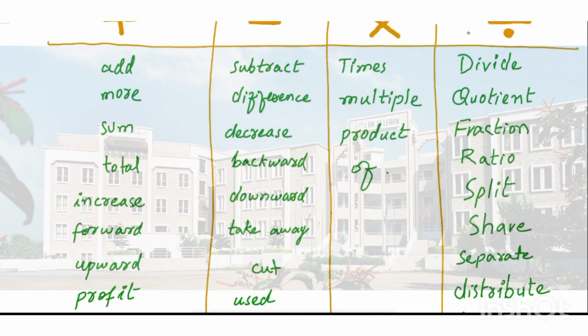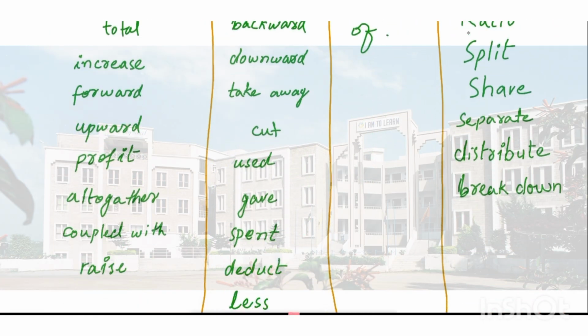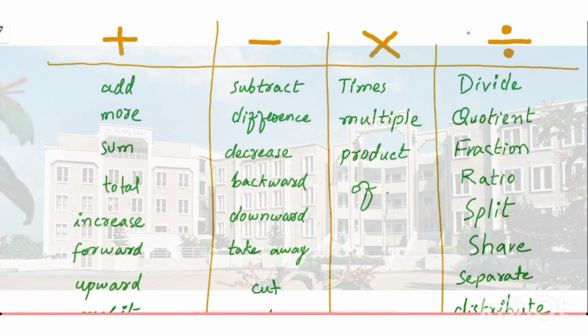as you can see here, add for addition or for plus. There is add, more, sum, total, increase, forward, upward, profit, altogether, coupled with, and raise. So these types of words will come. So in place of this, you can replace this with plus sign.